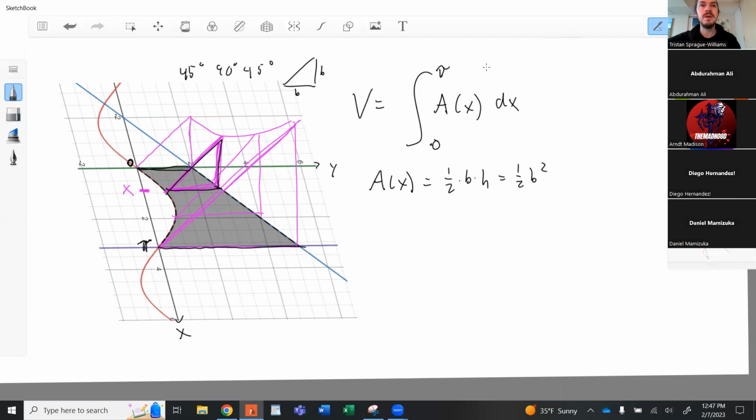All right, Issa has already put it in the chat. Issa's already answered that question. Yeah, there it is. And Cheyenne's got it too. Yeah, it's f of x minus g of x, right? The base of those triangles is the difference between those functions right there. So what were these? This was x plus 2, and this was sine of x.